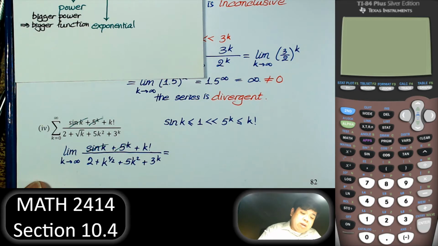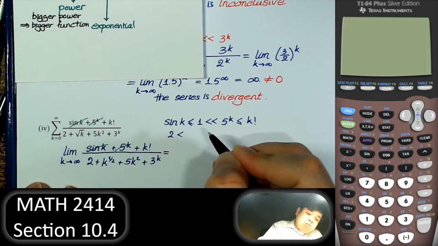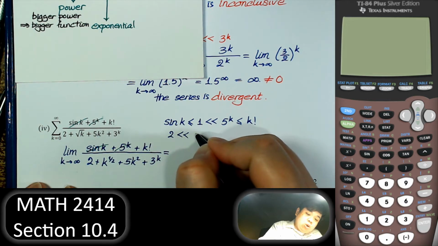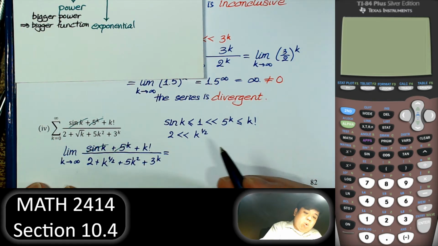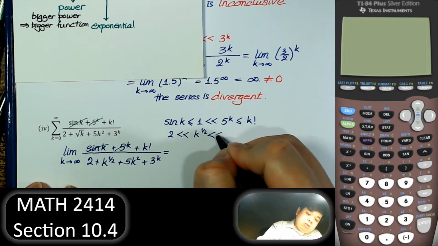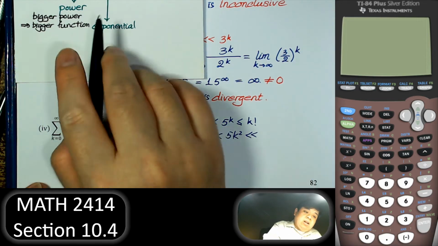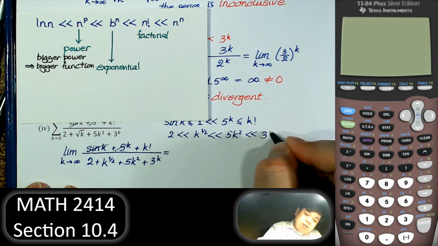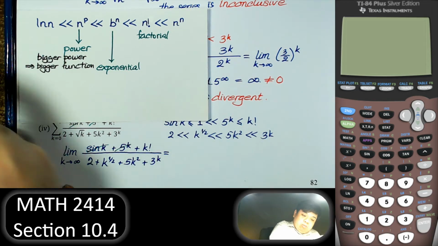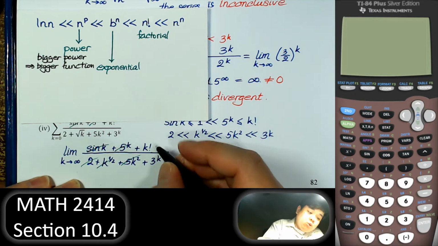At the bottom, we have the same reasoning. 2, of course, is a constant because it doesn't go to infinity. But we have those two terms. Both of them are powers, but the square is bigger than the 1/2. And then the power itself is less than the exponential. So in this case, if we take out the term that is less significant, we're left with k factorial over 3 to the k.